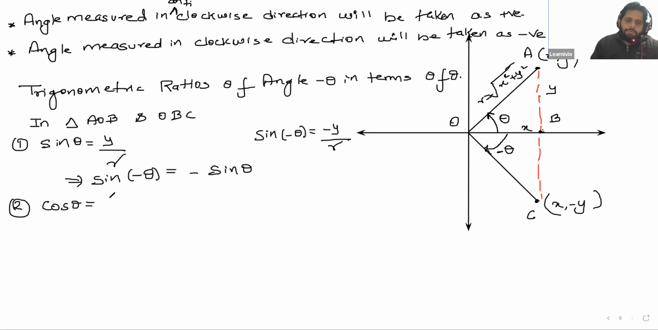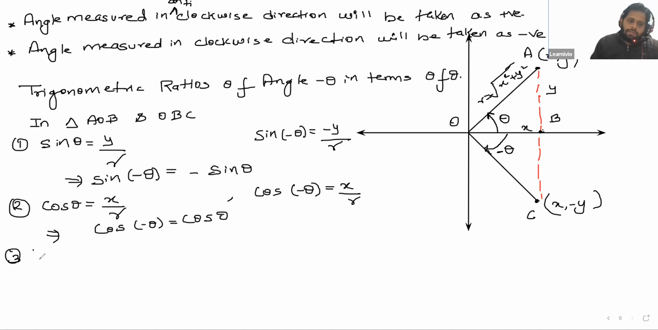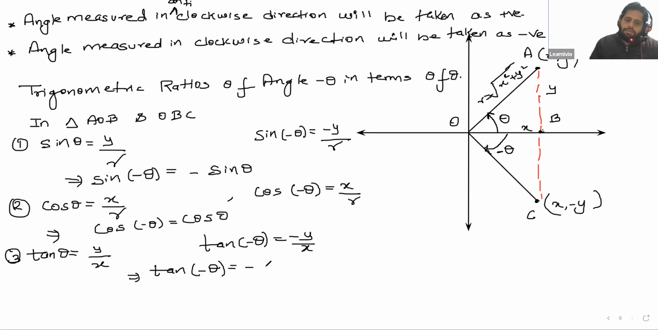Now, what is cos theta? X by r, base by hypotenuse. What is cos minus theta? Again the same, x by r. So cos minus theta is equal to cos theta. Now the third one, tan theta. Tan is perpendicular by base, y by x. Tan minus theta will give us minus y by x, so we put tan minus theta equal to minus tan theta.